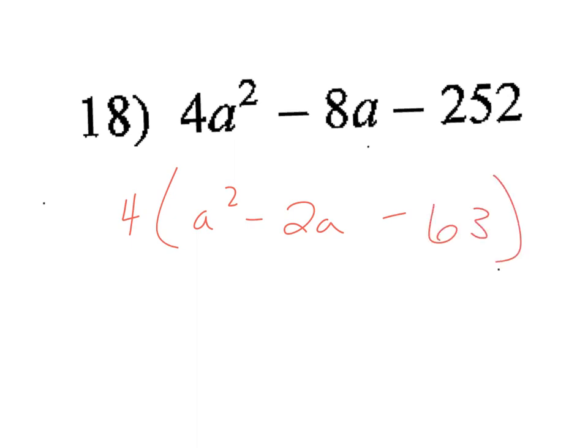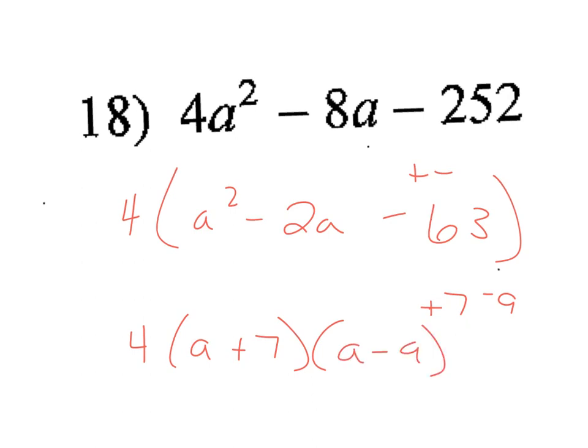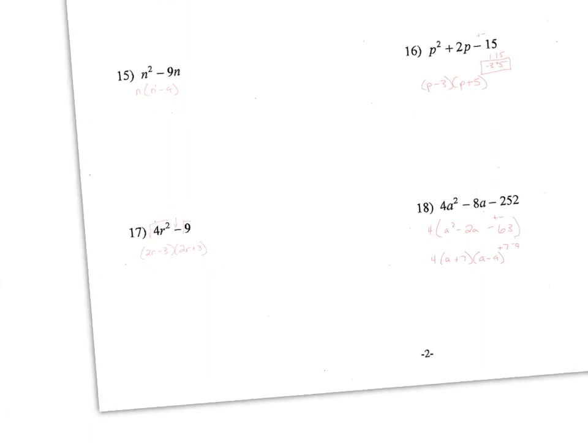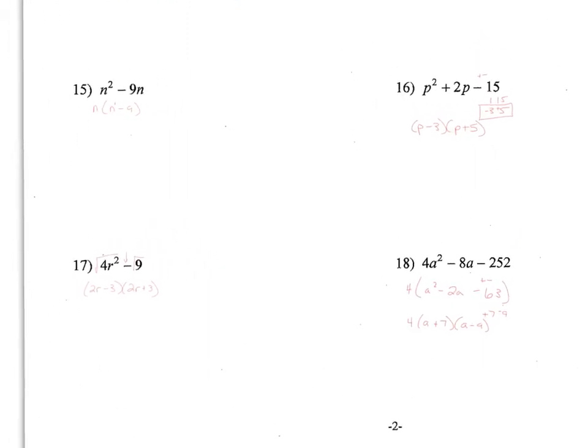Okay, now you can go ahead and start your list of factors. For me, 7 and 9 pop into my head pretty quick here. So I know I've got to have a positive negative. To get a negative 2, I'm going to have a positive 7 and a negative 9. So when I multiply, it gives me the negative 63, but when I add, it gives me the negative 2. So I'm going to have 4, a plus 7, and a minus 9. Okay? And that concludes your answer key for lesson 8-6 worksheet.